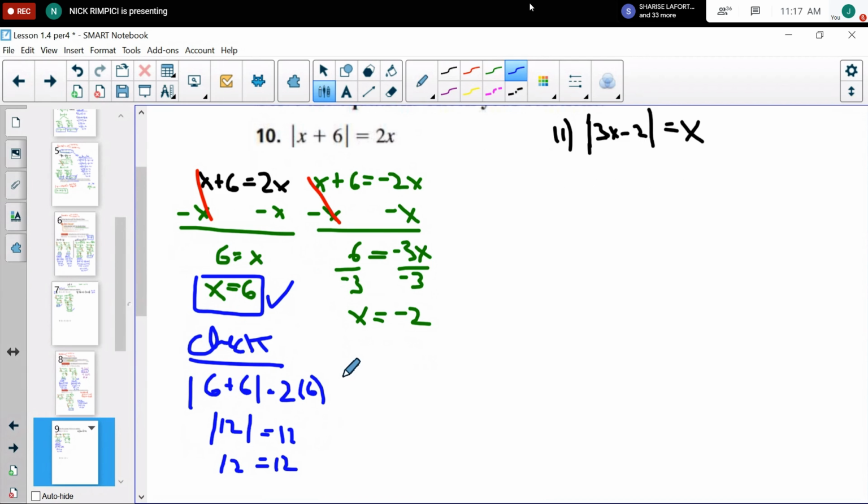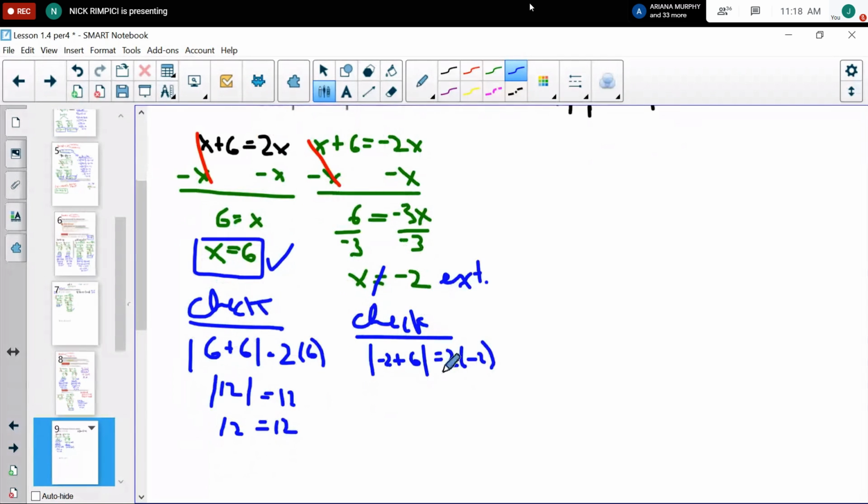Okay, it's right. And she's saying that -2 doesn't work, that this is extraneous. Let's deal with that claim. Let's see if she's right. I think she is. Let's make sure. So -2, we have to plug back in. So we're going to check -2. We're going to put -2 into the x positions, leaving me the absolute value of -2 plus 6 equals 2 times -2. So anybody confused about the checks, it's just where you put the value into the x position, both positions. And let's see what happens here.